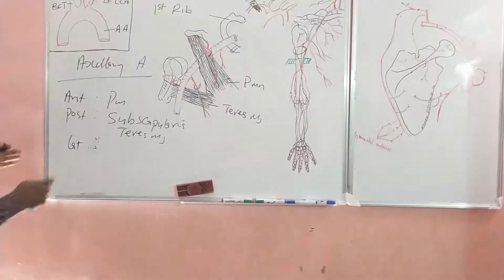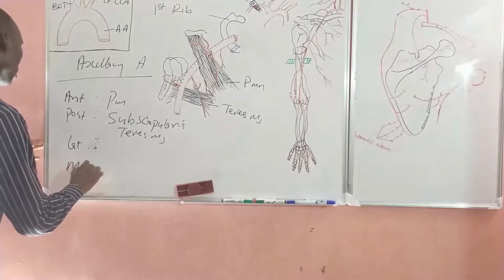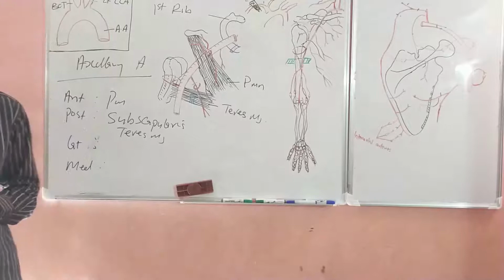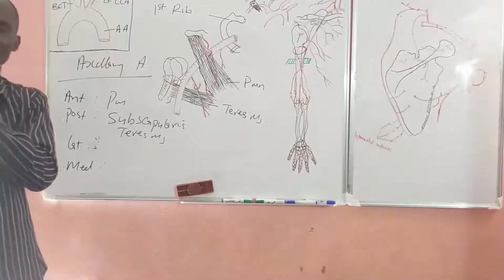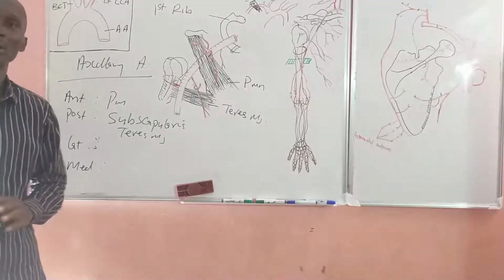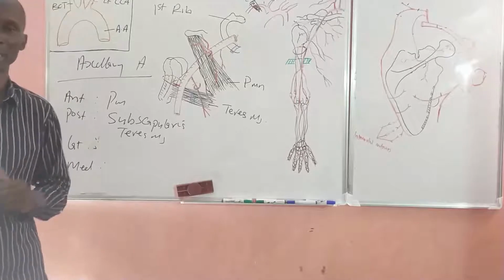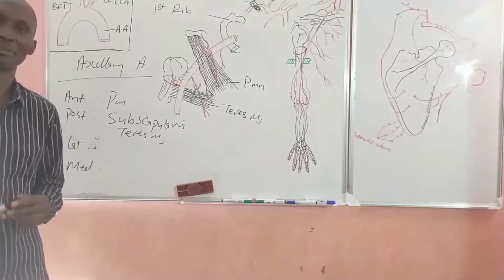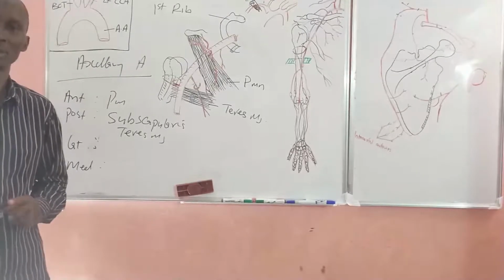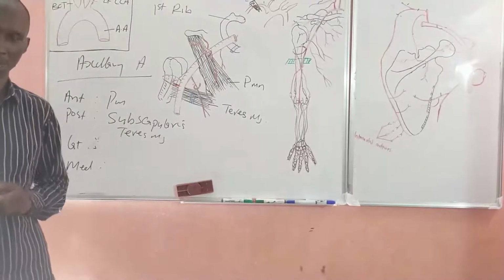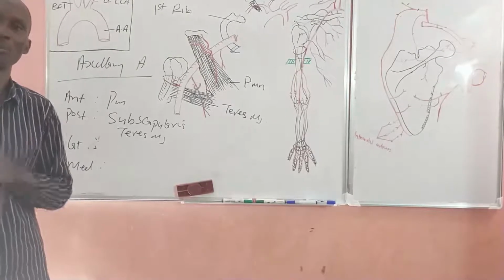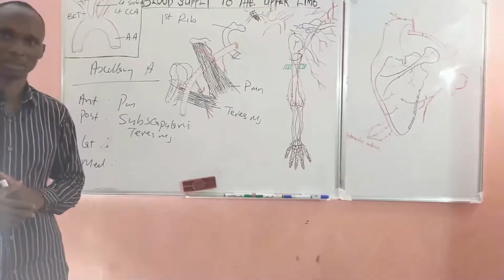Now, for the medial relation, we'll still see the axillary vein. And then in addition to the axillary vein, we'll still see other branches from the medial cord of the brachial plexus, some of which are the ulnar nerve, the medial cutaneous nerve of the arm, and the medial cutaneous nerve of the forearm. We will now study the branches that come from this third part.